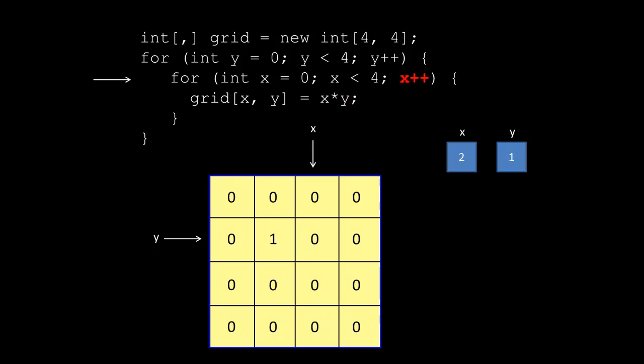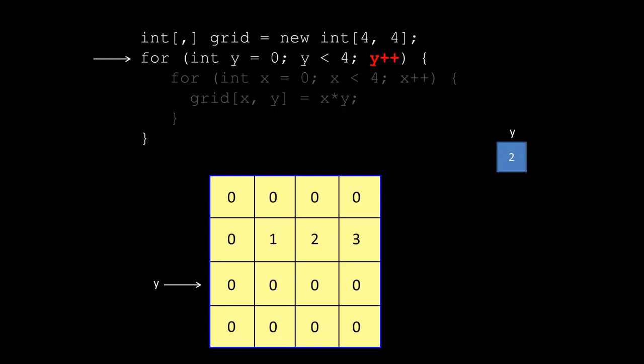We increment x again, now we have x is 2 and y is 1. So 2 times 1 is 2, and we'll put that into slot 2, 1. We increment x again, and you can see that we're going to put 3 into this slot. We're going to increment x again, causing the inner loop to fail, and then we'll go back to the outer loop and increment y again.